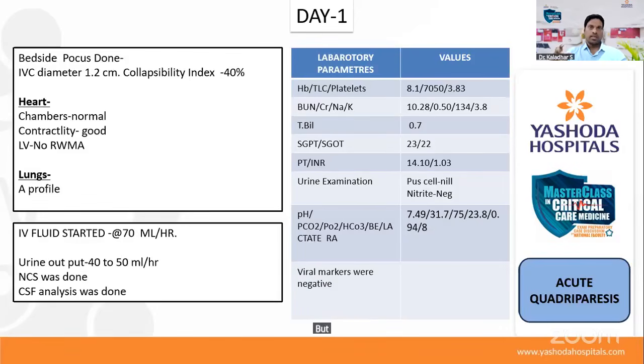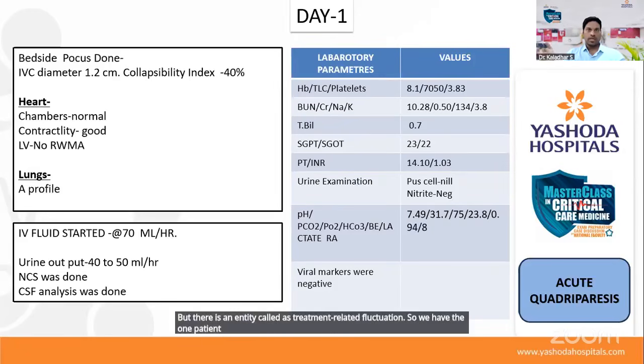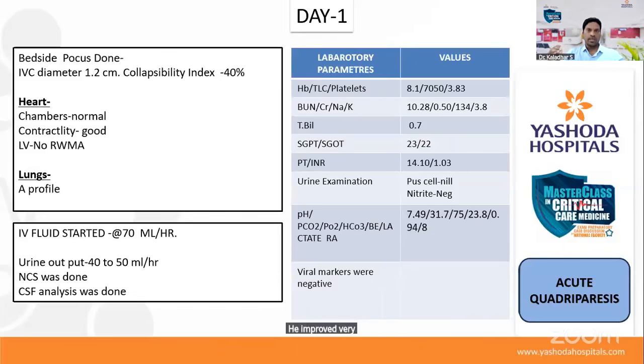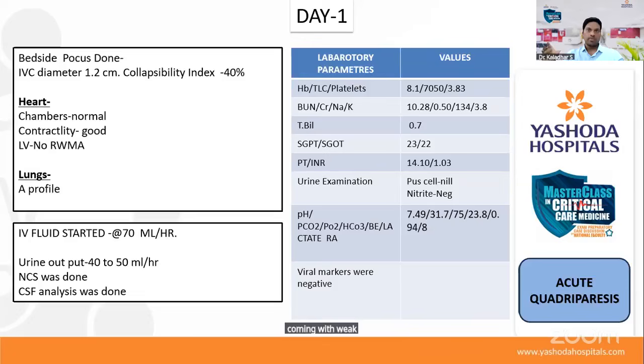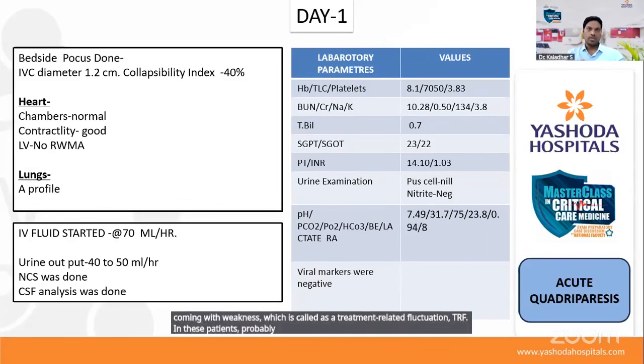But there is an entity called treatment-related fluctuation. We had one patient recently, around 6 months back. After he improved well with IVIG, he was unable to walk and had mild respiratory involvement. He improved very well with the initial IVIG dose. But after 3 weeks, he again presented with more weakness. That is when we tried a second dose of IVIG. There are some studies that say maybe after 2 to 3 weeks, if the patient initially improved and again comes with weakness, which is called treatment-related fluctuation, TRF, in these patients you probably try a second dose of IVIG.